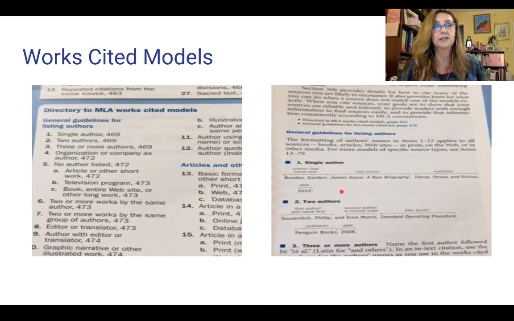You also have a directory of works cited models in your handbook. So if you have a book with a single author and you wanted to know how to cite that on your works cited page, you would look on the directory. It says single author, page 469. You go to page 469 and there's an example of how that should look on your works cited page with an explanation above it.